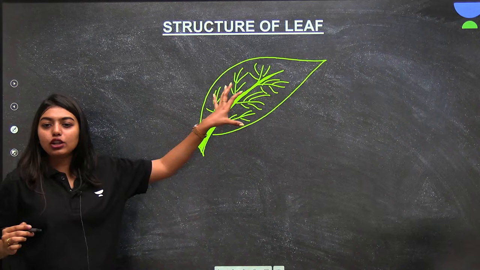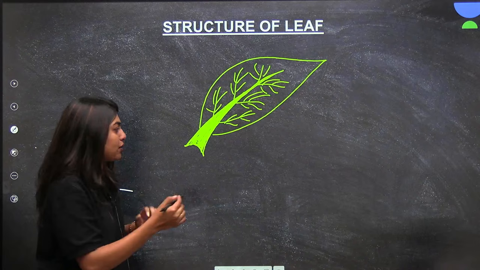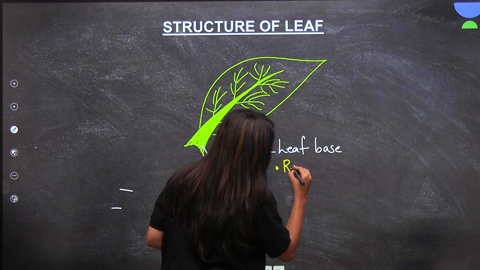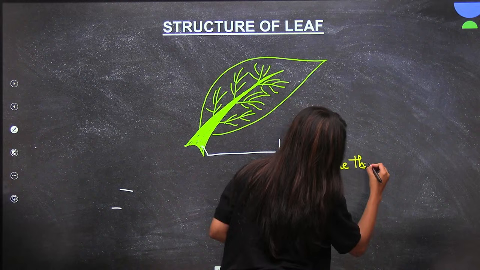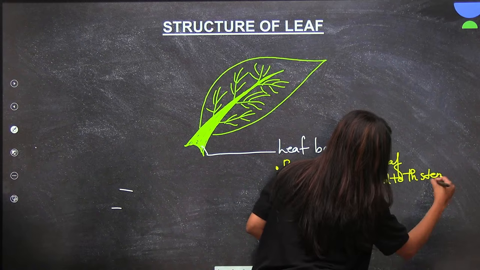Now, we are going to study the whole leaf. The lower portion where the leaf is attached to the stem, this region is called your leaf base. So, the first point that you are going to write under leaf base is the region where the leaf is attached to the stem. This is called your leaf base.